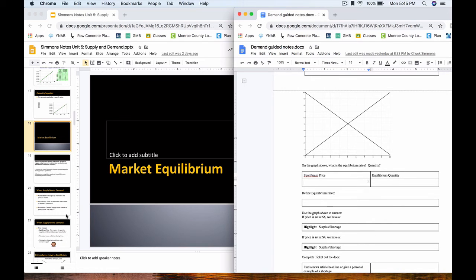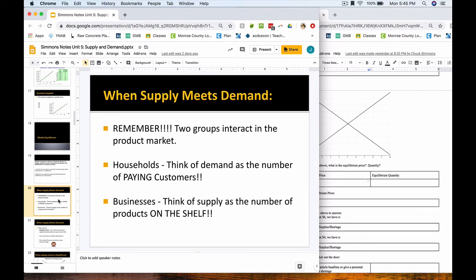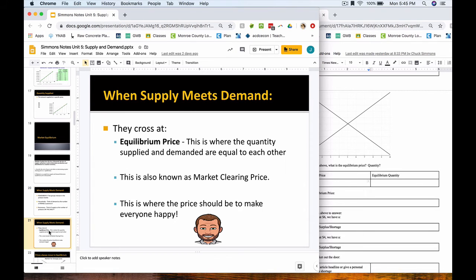There are going to be two groups that interact in the product market. Households, these are your demanders, your paying customers. And business, these are your suppliers. They're, of course, going to cross at your equilibrium price and quantity. Equilibrium price is also known as market clearing price. It's the price that would make everyone happy.